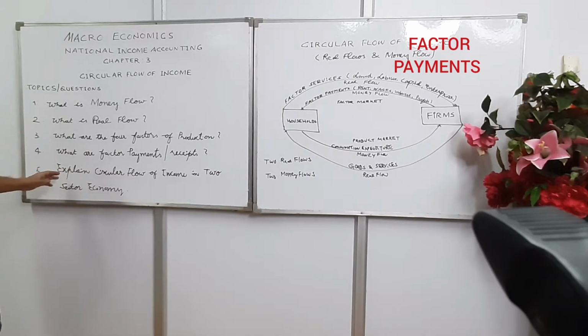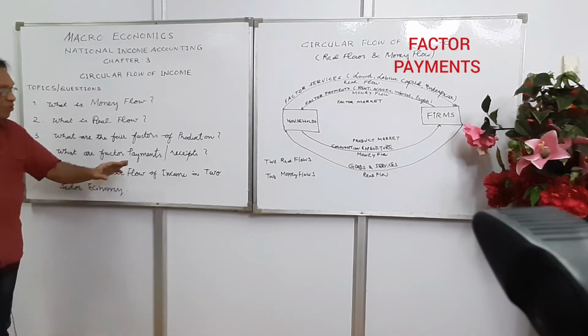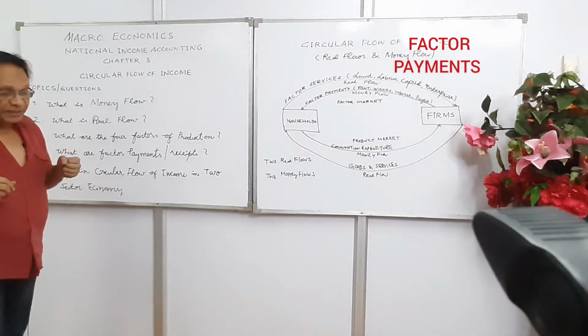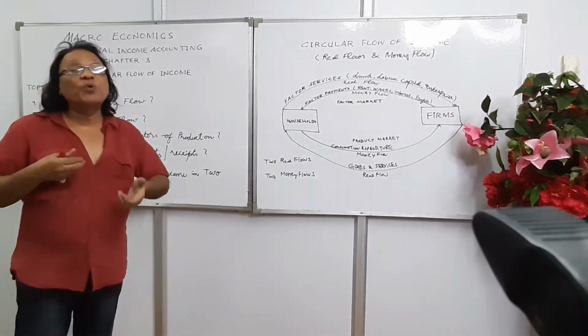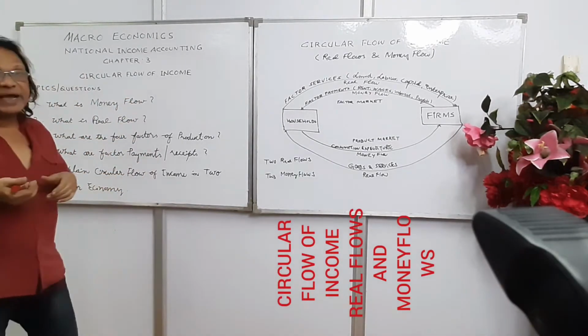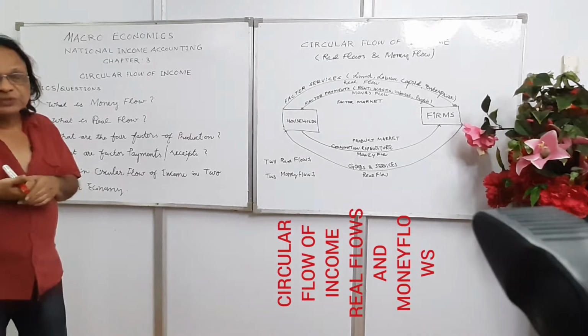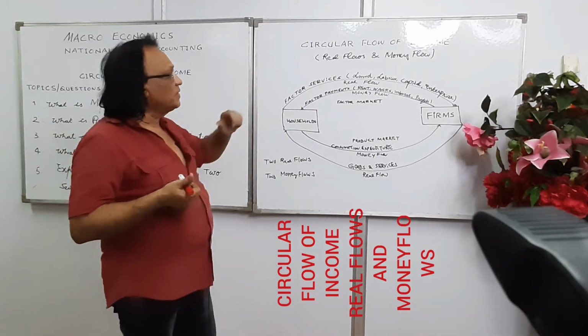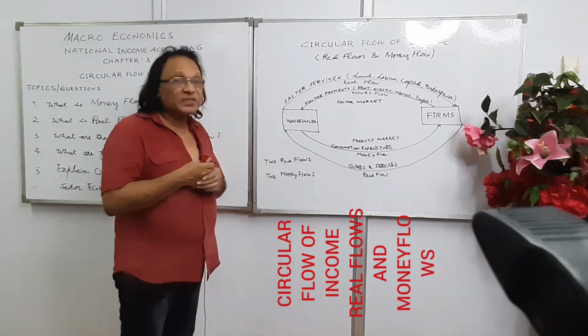And the last one you have, explain circular flow of income in 2-sector economy. In all modern economies, we have both the flows. We have money flows and we have real flows. That we'll be talking about from this illustration.